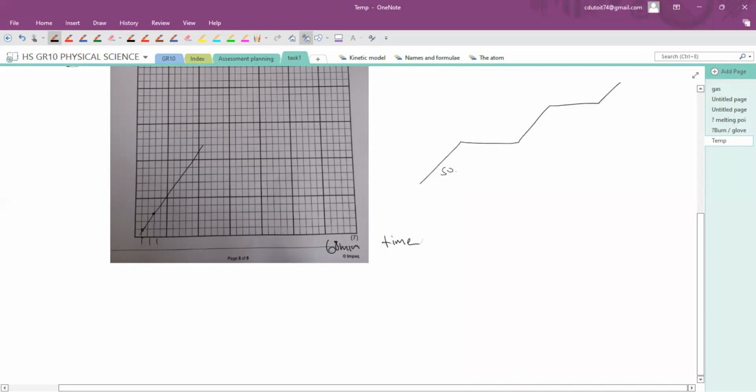Because this is when it's a solid, then this is a transition time, this is when it's a liquid, transition, and this is where it's a gas. The thing is, this is going to be very difficult to get to a gas, because it's going to boil off.